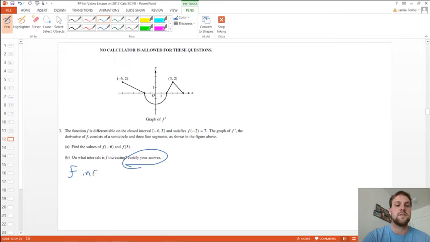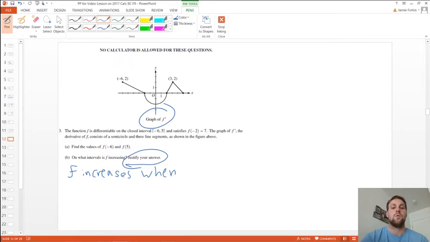F increasing, f increases, how does that look? F increases whenever, and remember we're describing it in terms of f prime, f prime of x is greater than 0. That's just what that means. Whenever the derivative is greater than 0, we have a positive slope, meaning f is increasing. Okay, so there's our justification.